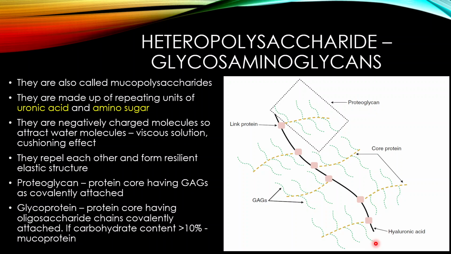And what is glycoprotein? Glycoprotein is similar to proteoglycan. The only difference is that glycoprotein also has a polypeptide backbone, but to this you have oligosaccharide chains which are covalently attached. So in proteoglycans you have glycosaminoglycans which are covalently attached, whereas in glycoprotein you have oligosaccharides which are covalently attached. Now if the carbohydrate content is more than 10%, then that glycoprotein is called mucoprotein.